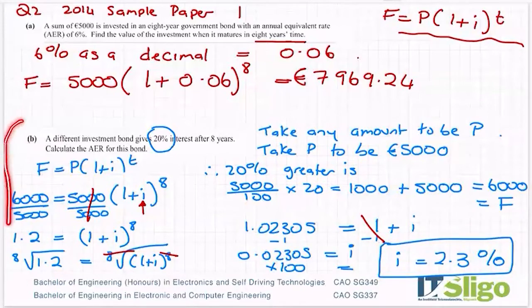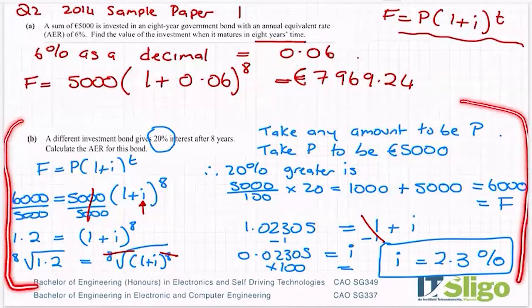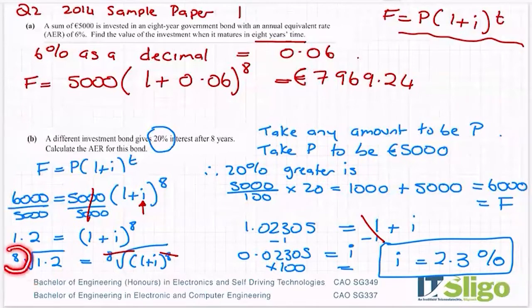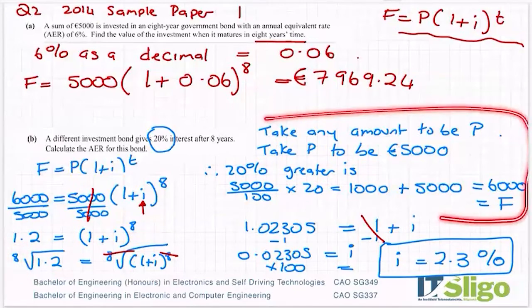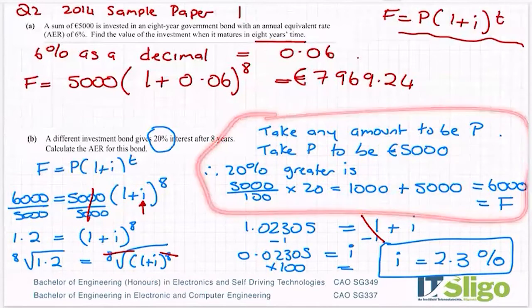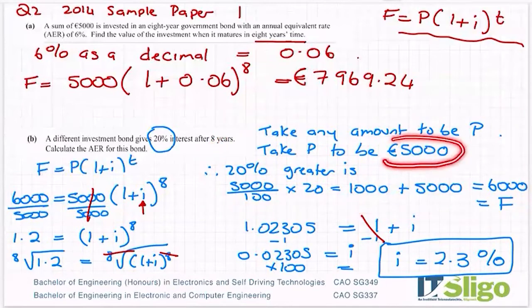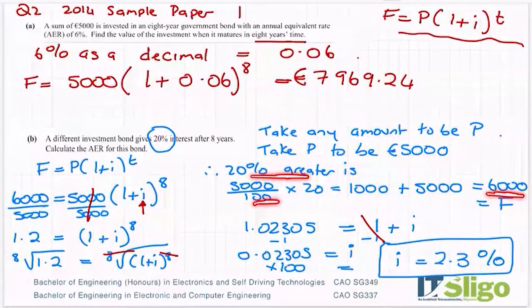So that one takes a while to get used to. The root that goes out here always matches this. And then get your head around this. My suggestion to you is to change this amount to 100 euros, for example. Then get 20% of 100 euros, and you'll see it's 120, and put 120 here.